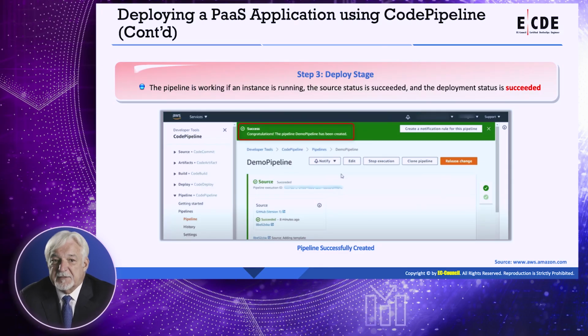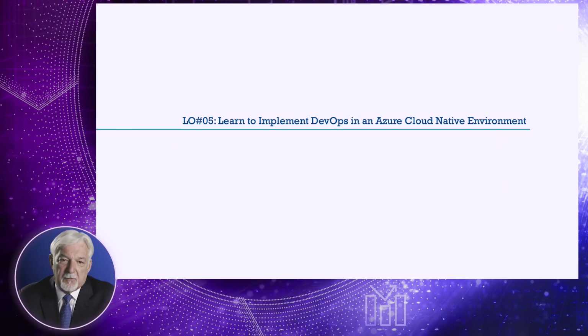Now in the deployment stage, the pipeline's working if an instance is running, the source status is succeeded, and the deployment status is marked as succeeded, as you can see here. Right about the middle of that graphic, 8 minutes ago, you got a succeeded message, and the pipeline was successfully created. So now we're on lesson objective 5, learn to implement DevOps in an Azure cloud native environment.